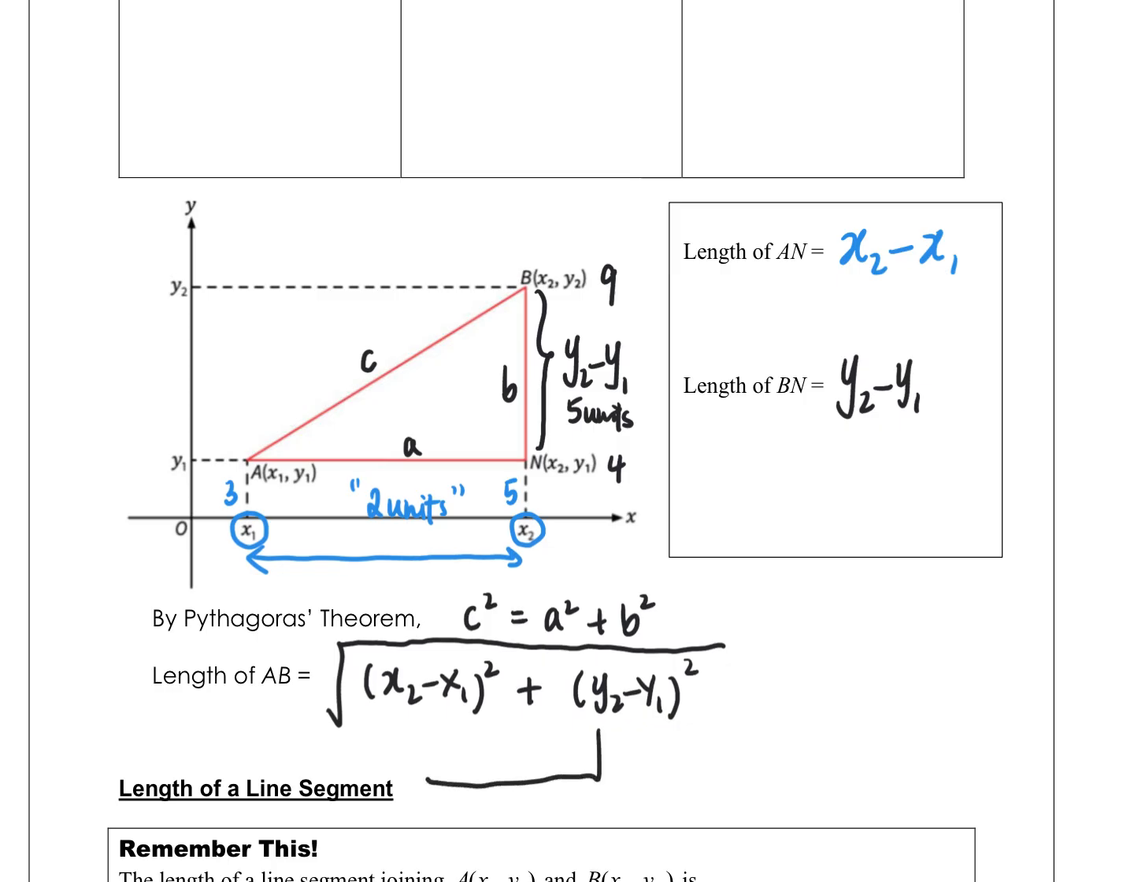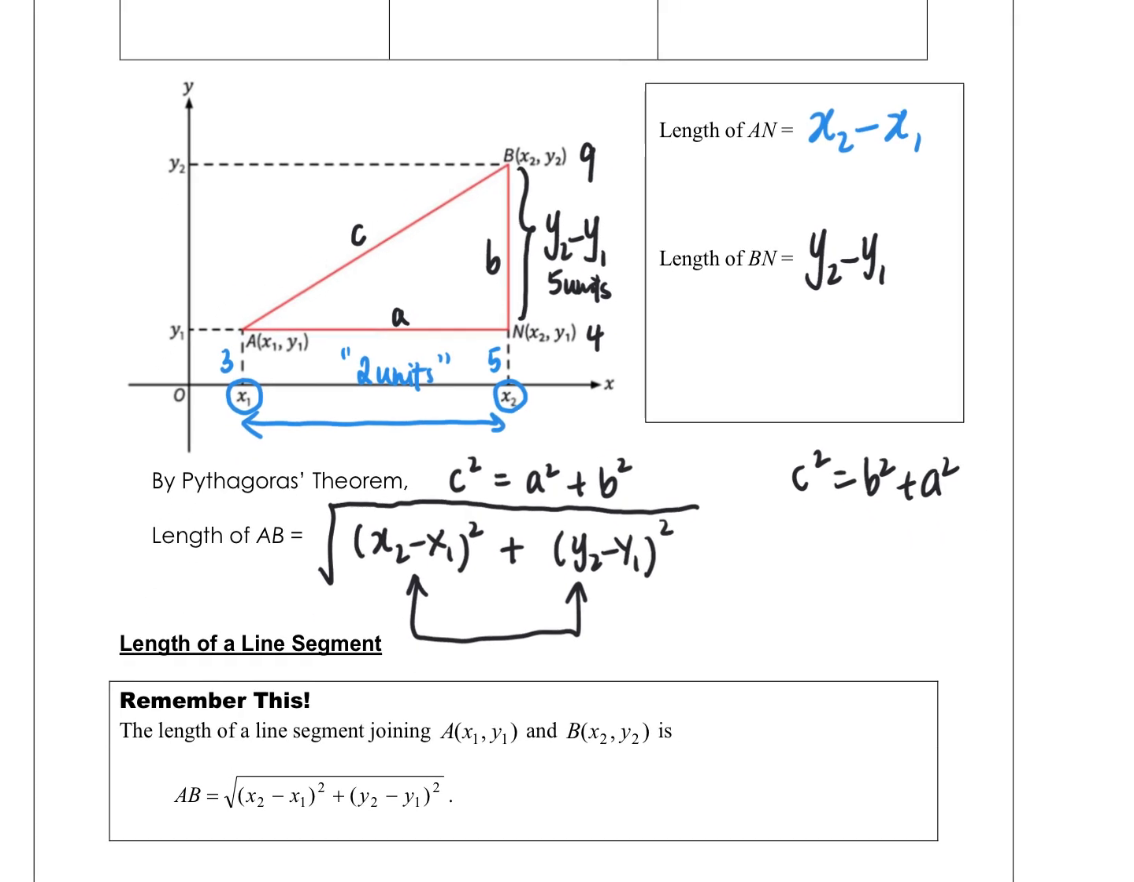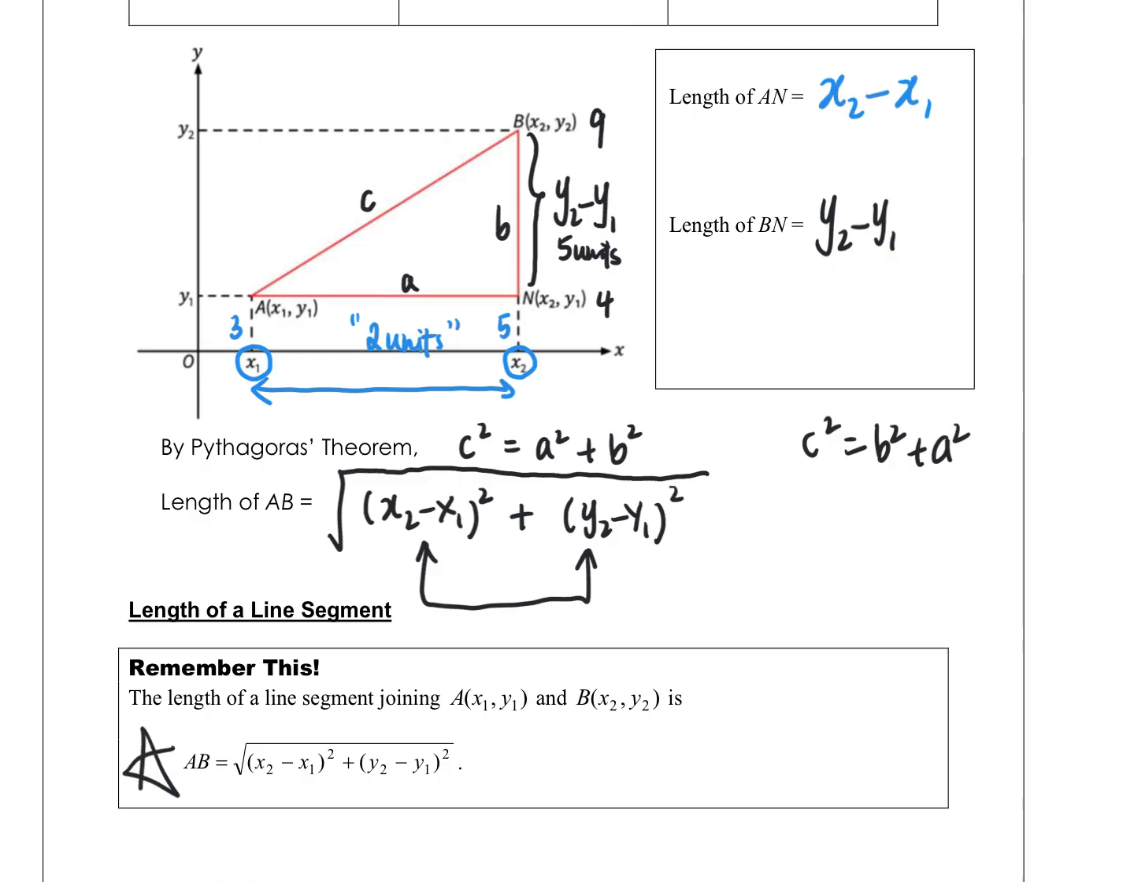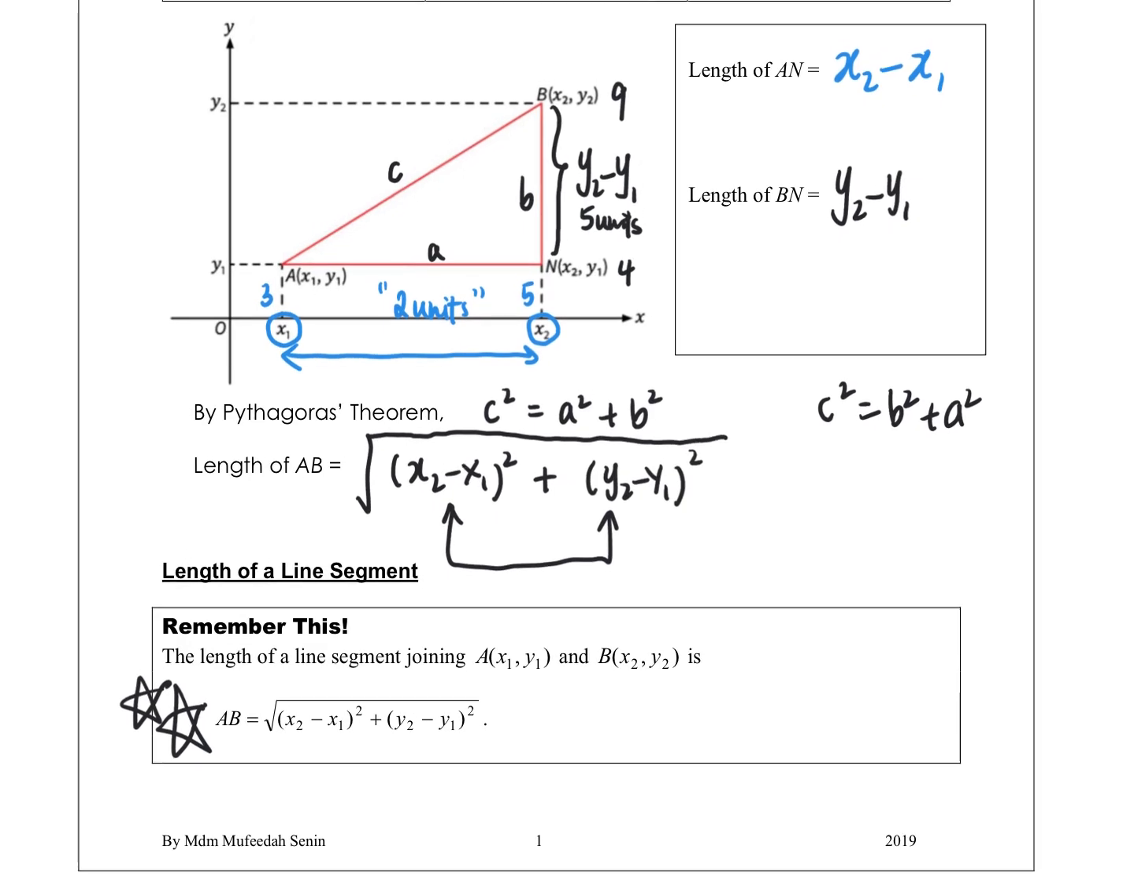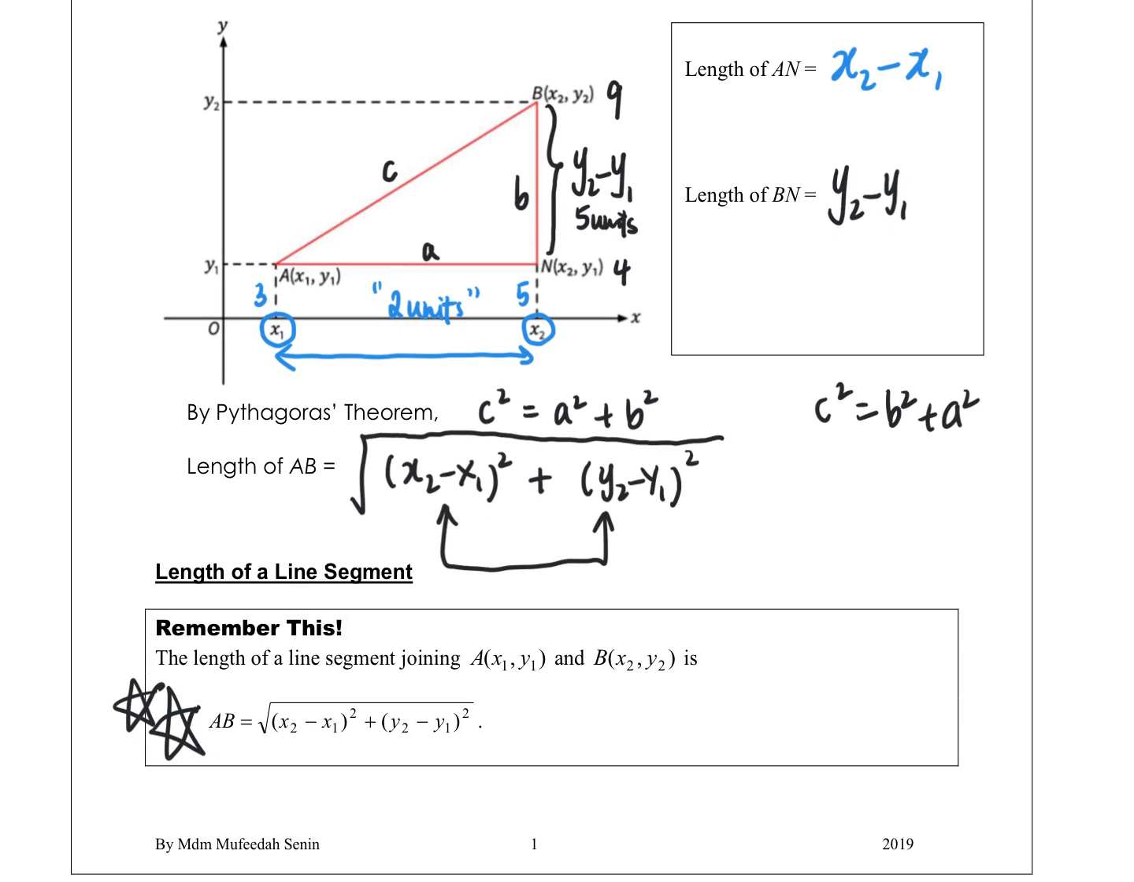It doesn't matter. It's just like you write C square equals to B square plus A square. Same thing. So this is the formula that you have derived by Pythagoras theorem. This is the new thing, but it's not so new. No, I just gave an example. You can ignore these numbers.